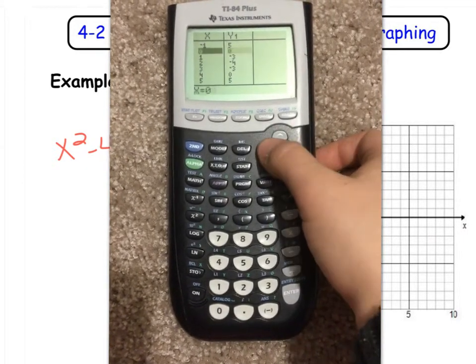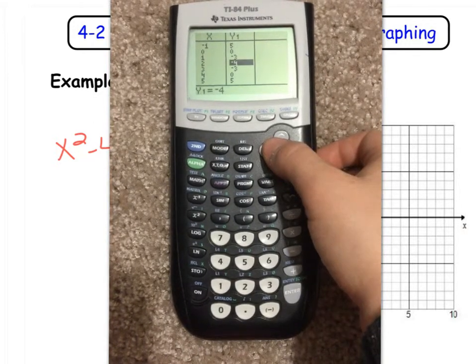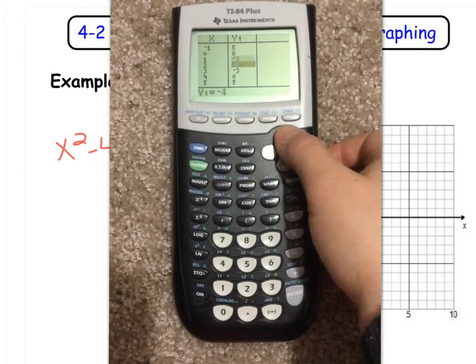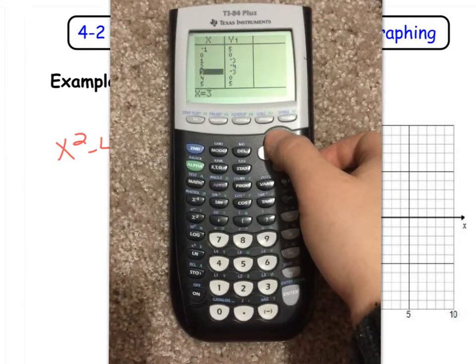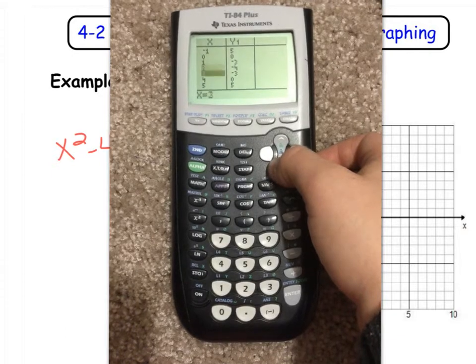And we can also see the vertex here. 2, negative 4 is our vertex because that's a point that doesn't repeat, and then we have symmetry outside of that point. So our answers for this equation are x equals 0 and x equals 4.